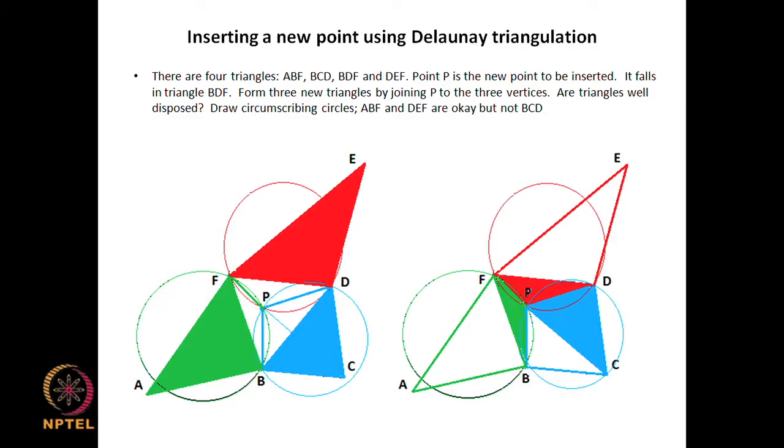So it may fall in ABF or BCD or DEF or BDF, and in this case let us say that it falls in BDF and it is somewhere here. So we can create 3 new triangles by joining P to the 3 vertices of the triangle BFD. So we join PD, PB and PF, and we have now 3 more triangles.